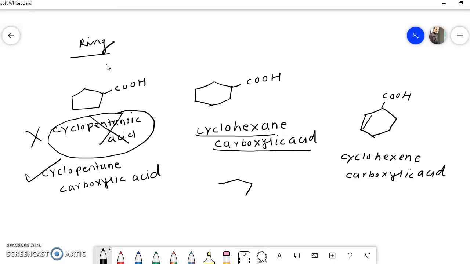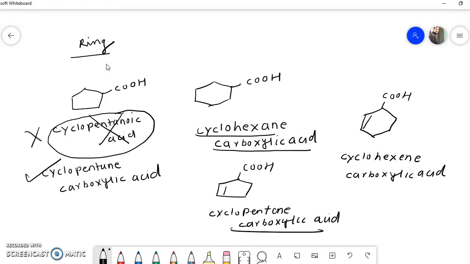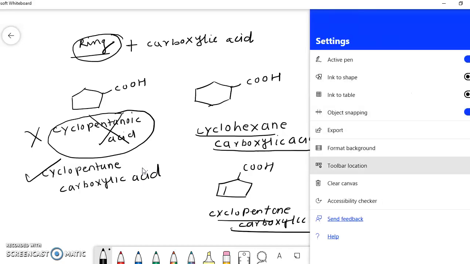Similarly, if we take cyclopentene, okay, so name will be cyclopentene, and then further write down carboxylic acid. So is it clear? So if ring is there, then we have to write down first the name of ring, then we have to write down the word carboxylic acid. Okay, now we'll move further. We'll see some different examples.